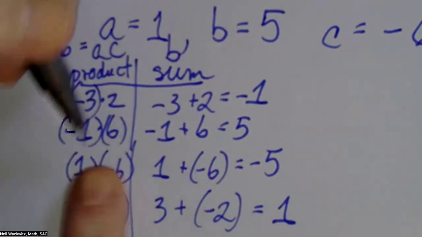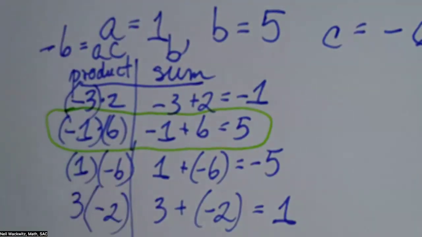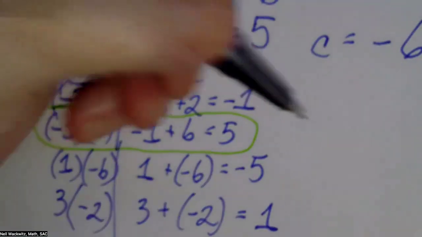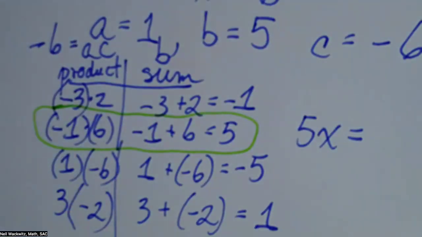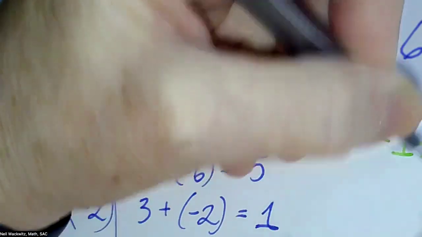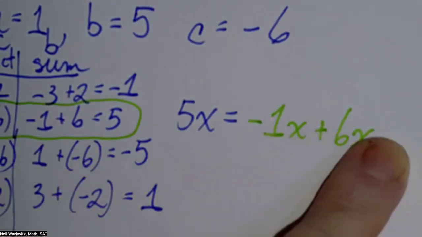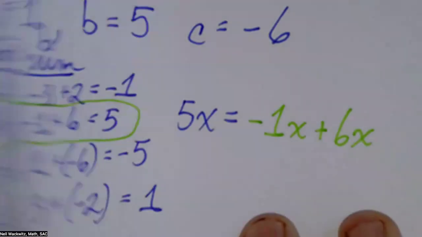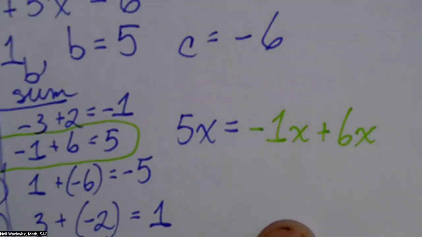Negative 1 plus 6. Negative 1 and 6. Good. So we're going to rewrite 5x as negative 1x plus 6x using these two numbers.